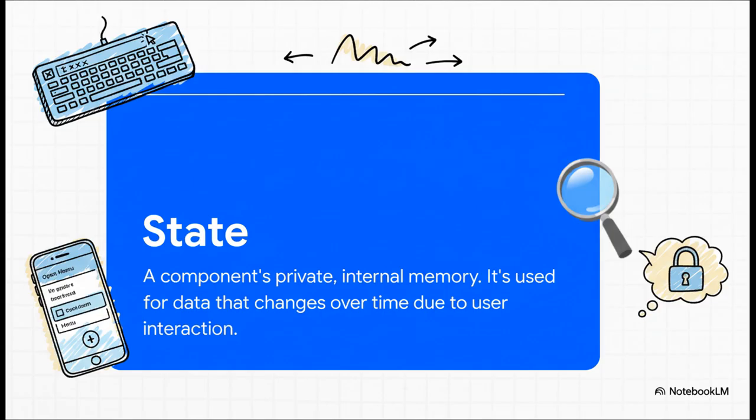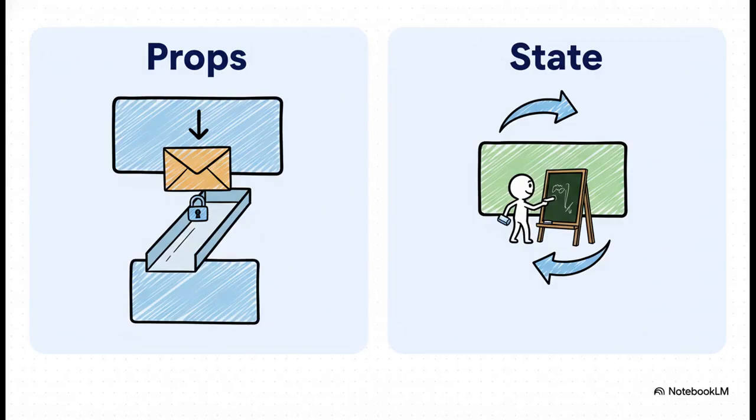State is basically a component's own private internal memory. It's for keeping track of things that can change over time, like the text being typed into an input field or whether a menu is open or closed. So to put it really simply, props are data passed in from a parent, and they are read-only, you can't change them. State is data that's managed inside the component itself, and it can be changed. Honestly, getting this distinction right is probably the biggest key to mastering React.